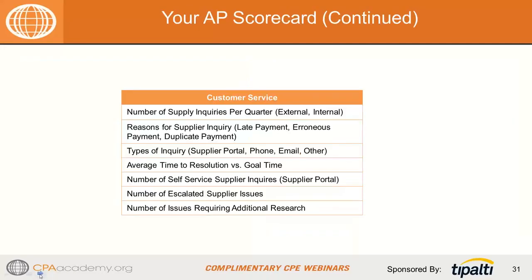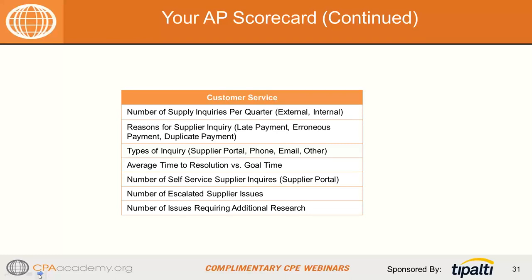be addressed. Okay, and the last one we mentioned a little bit is the customer service aspect of accounts payable. And we usually take a look at the number of supplier inquiries per quarter, internal and external, because sometimes suppliers may report an issue through procurement and may not use any sort of supplier portal, or they may not call, they'll just work directly with their buyer.